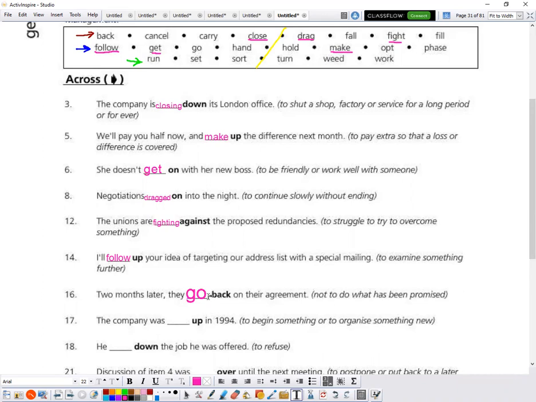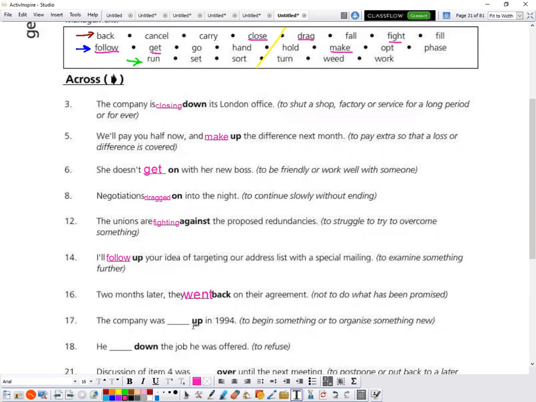But as it's in the past, two months later, they back their agreement. It means something happened in the past. So I have to change the tense from go to went. Yes. Okay. Went back.